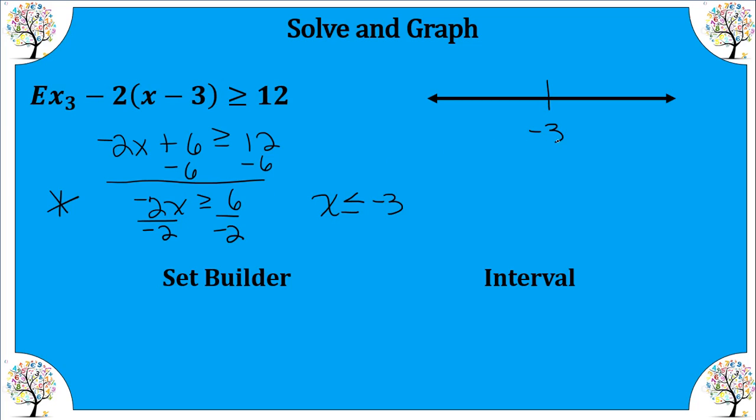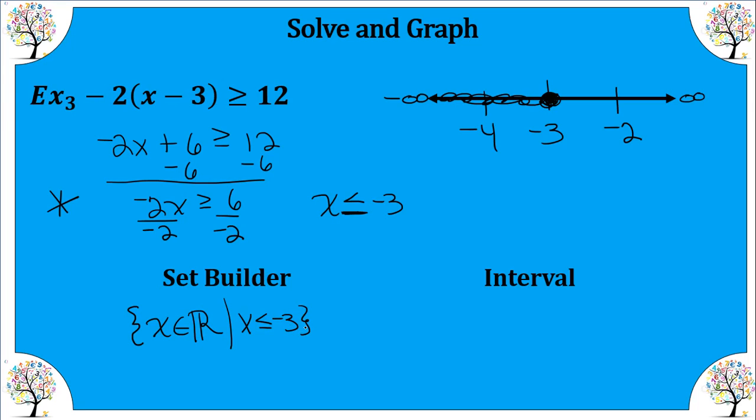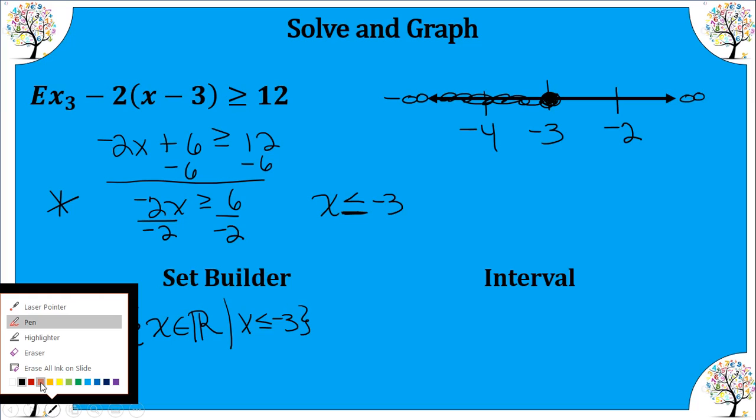So we're going to consider -3. We have -4 and -2. My solution set includes -3, so it's closed, and everything to the left is shaded, going toward -infinity. Go ahead and put my +infinity here. And set builder. That is not very pretty, but that's okay. X is an element of the real number system such that x is less than or equal to -3. And now let's do our interval notation.